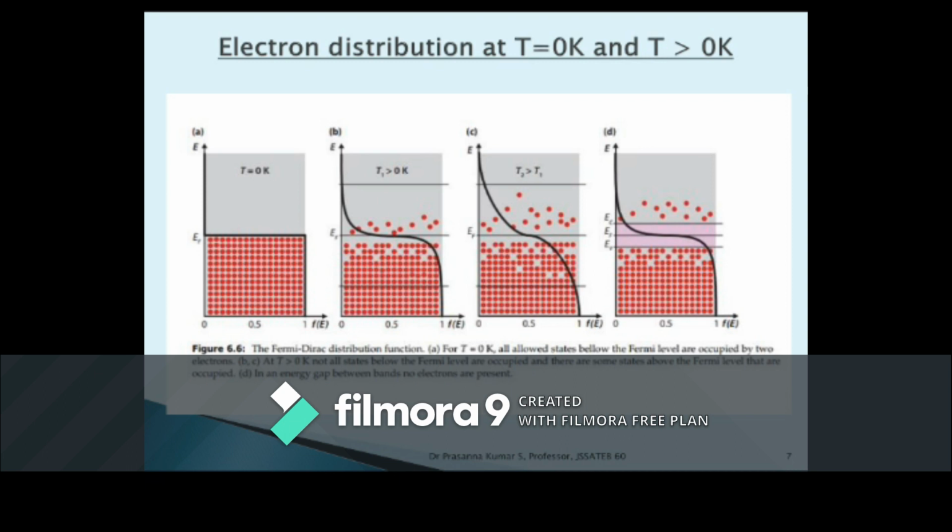Initially it was 1, now it decreases, and as per the equation, when it comes to EF, the probability of occupation becomes 50%, and as you go further into the levels E greater than EF, the value of probability suddenly drops towards 0. That's the explanation.